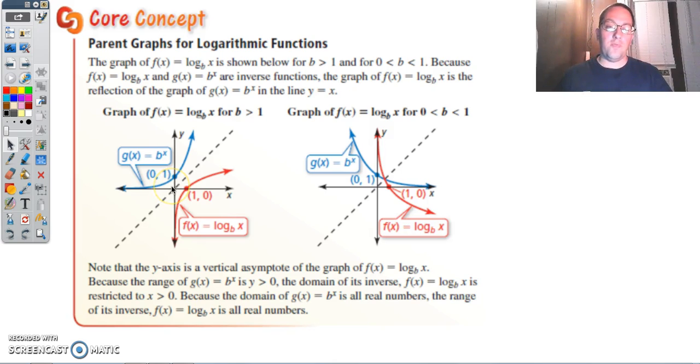The exponential functions had a range of y greater than or equal to 0. Sorry, not equal to, just y is greater than 0. With the logarithmic functions, the domain is x greater than 0. All right. So again, x's and y's are switched. The asymptote gets switched from the x-axis to the y-axis, and so there it is.